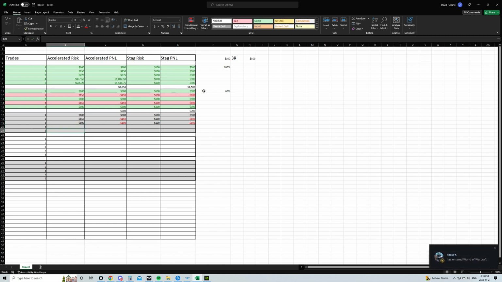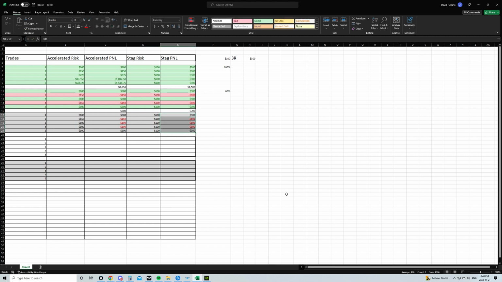Now we're going to go back up to 100, and let's say we lose 100 again on both sides. 100, and we lose 100 again. Now the last trade of the day, let's just say we won this last trade. So again, we're risking 100 on the accelerated because we haven't hit a winning trade yet, right? Outside of the first winning trade, and we've dropped back down to the stagnant risk profile. This guy over here, we risk 100, and we make 300.